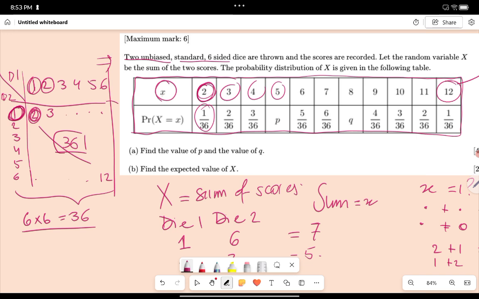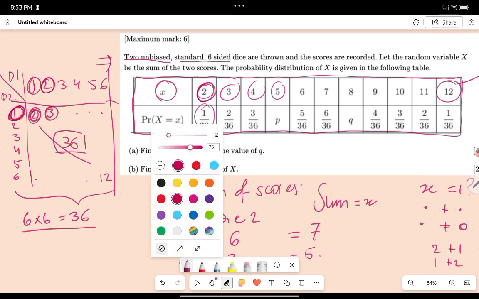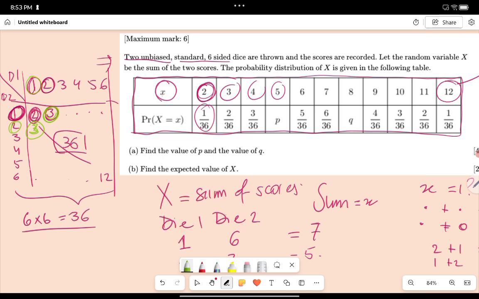3, however, is interesting. We can get 2 with die 1 and 1 with die 2, so we get 3. Let me just put another color. That is one option. But we can also do 1 with die 1 and 2 with die 2. In this case, we also get 3. So there are 2 options to get 3, and therefore the probability is not 1 over 36, but 2 over 36. You see?